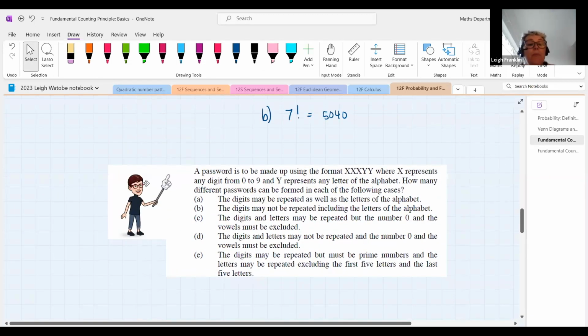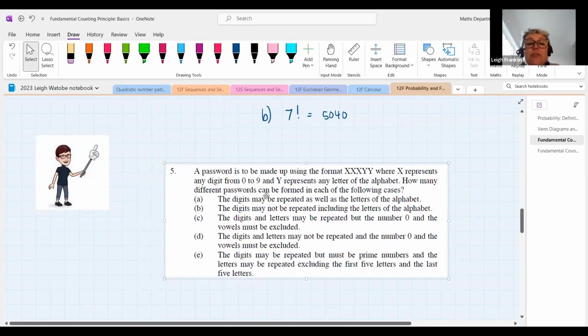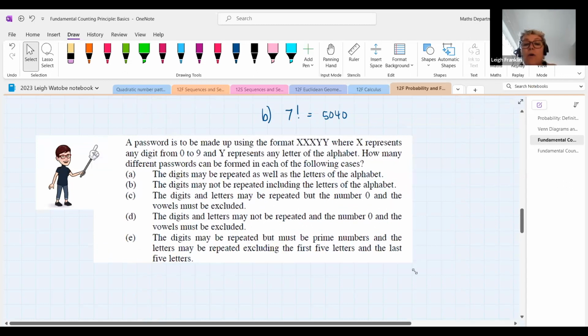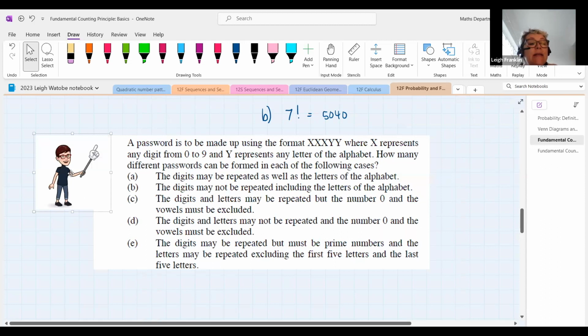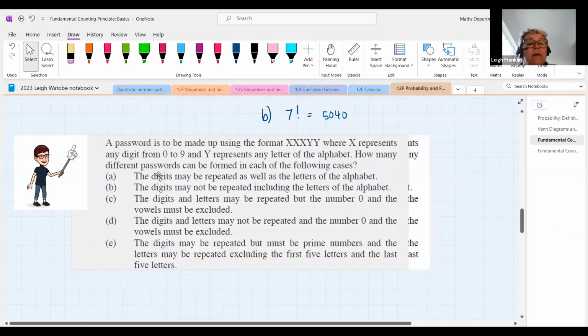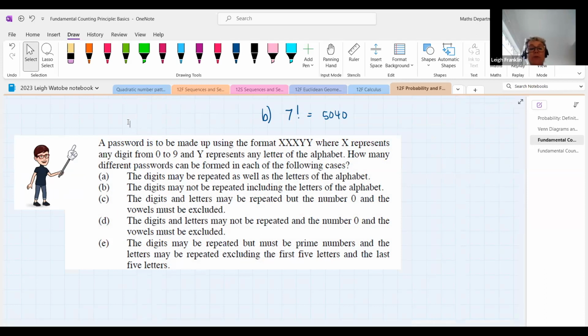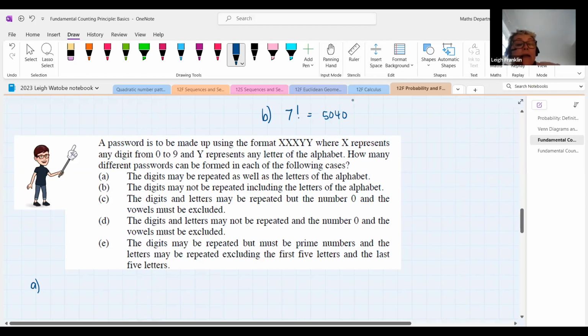But anyway, okay, so a password is to be made up using the format XXXYY, where X represents any digit from 0 to 9, and Y represents any letter of the alphabet. How many different passwords can be formed in each of the following cases? And then they change things each time. All right, so let's have a look at case number 1A. The digits may be repeated as well as the letters of the alphabet.